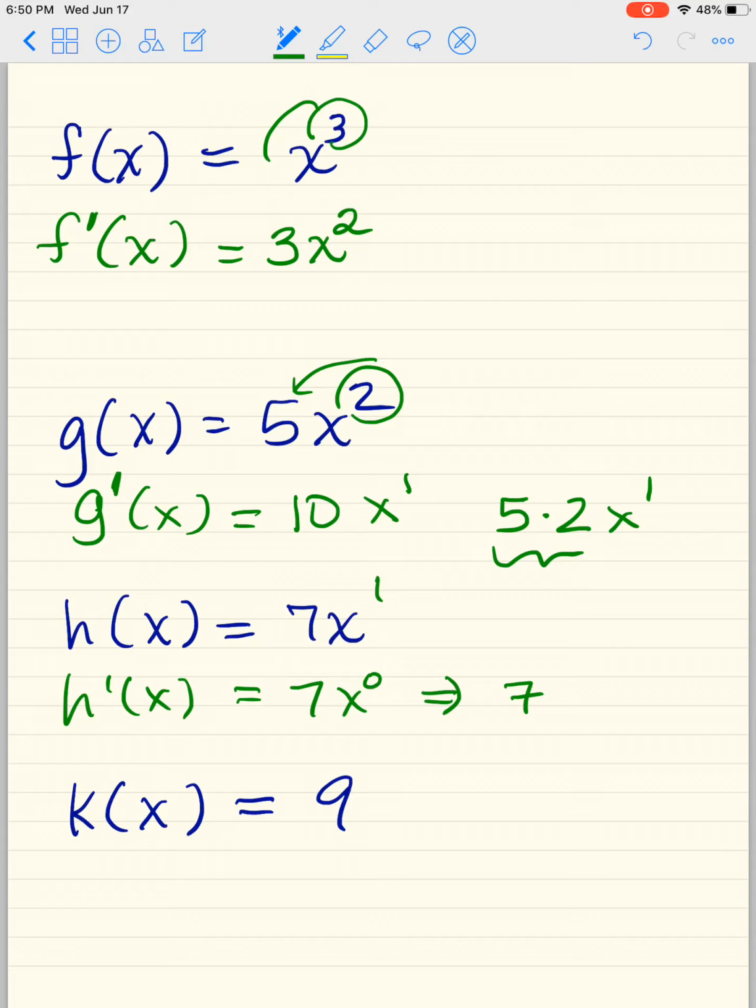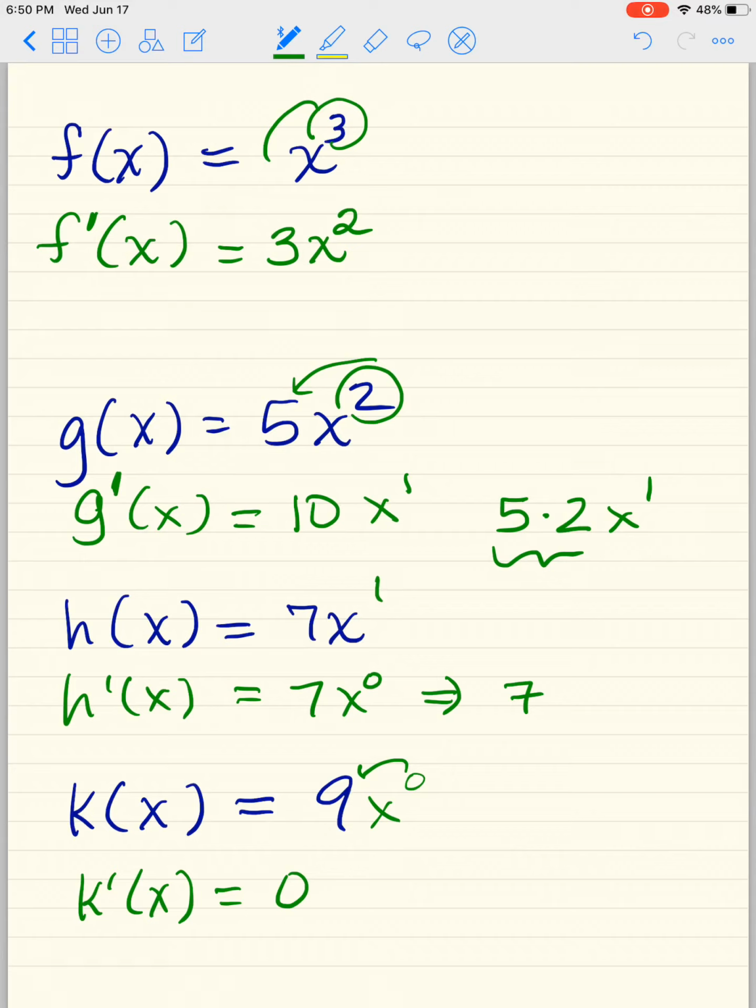And let's take a look at k of x. k of x is the function 9. So this is actually 9x to the 0. So 0 times 9 is 0. And we don't care about x to the negative 1 because 0 times that will give you a 0.